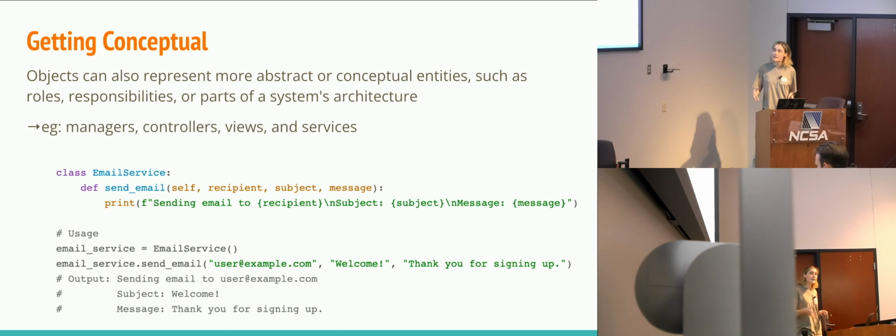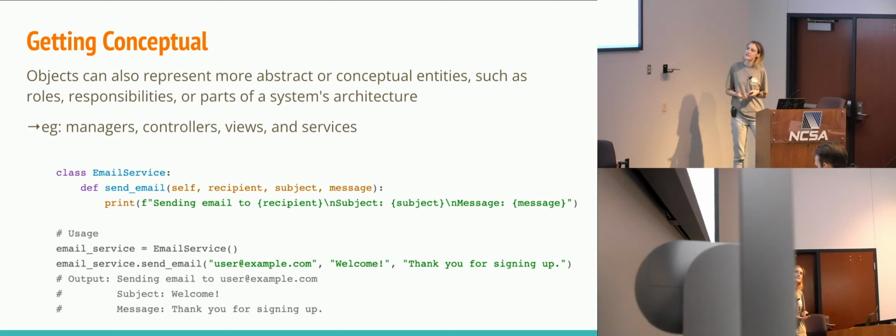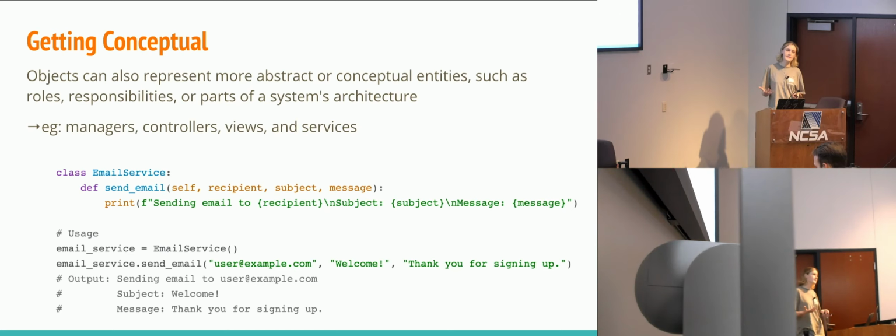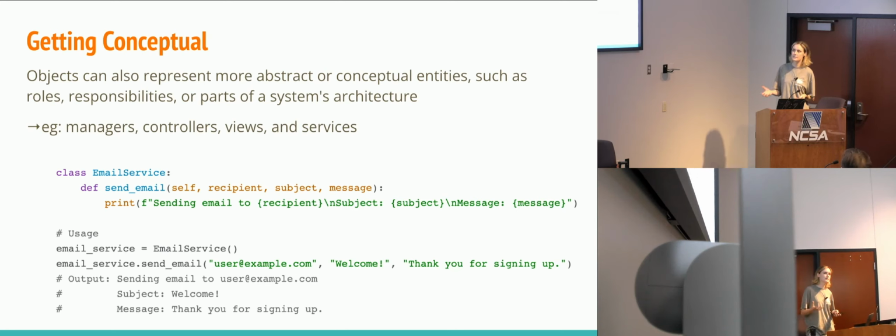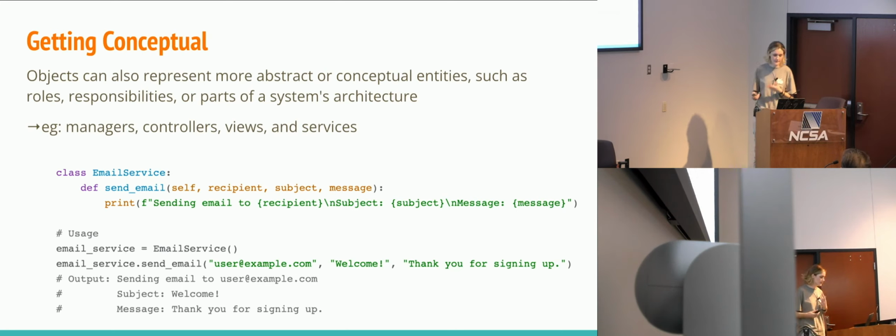And objects can also represent more abstract or conceptual entities, such as roles, responsibilities, or parts of a system's architecture. For example, we have managers, controllers, views, and services. We could imagine an email service. Well, an email object maybe could have a send self method. It's a lot easier conceptually to have a centralized class that will handle this kind of functionality. And when we go to extend this and build features, we know where to go for managing emails.